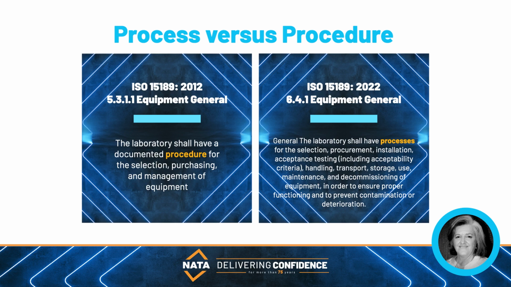To provide some examples where process has replaced procedure, in the 2012 version of the standard, under equipment, the lab shall have a documented procedure for the selection, purchasing and management of the equipment. In the 2022 version of the standard, the lab shall have a process for the selection, procurement and acceptance testing.